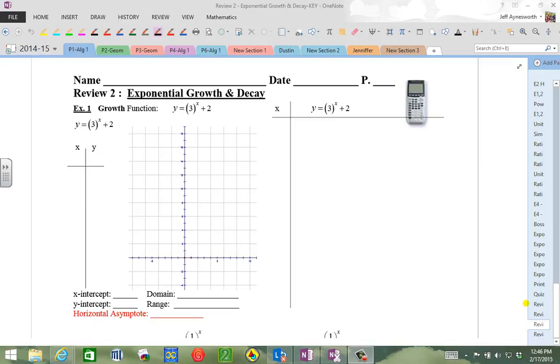All right, guys, this is Mr. Ainsworth, and we are going to get into review number 2 here over growth and decay functions, exponential growth and decay functions. So let's start off with the growth function with base 3.